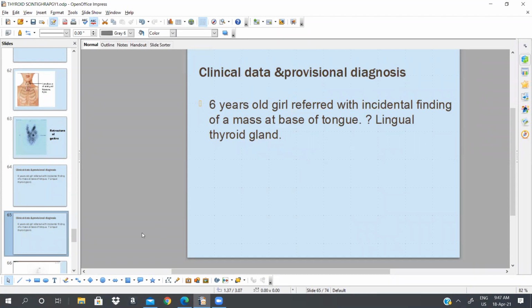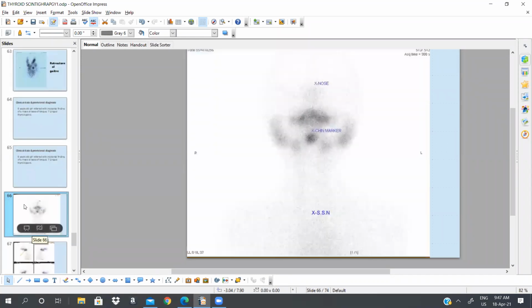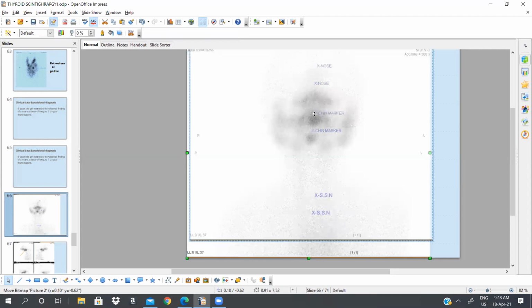So we did a scan for this child, and look what we found. This is the thyroid bed, nothing here, yeah? But here, you remember, submandibular salivary and parotid. And we found here an area. What is this? It is not related to the mouth, the activity in the mouth. No.